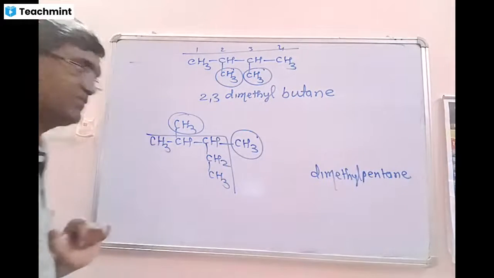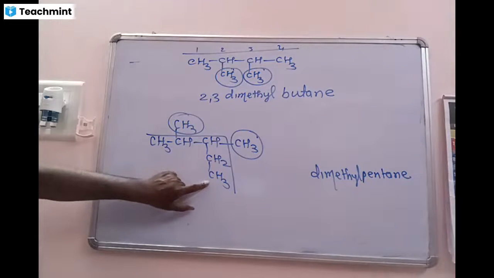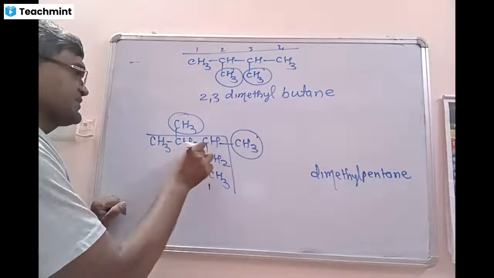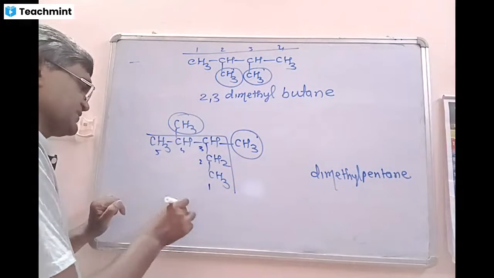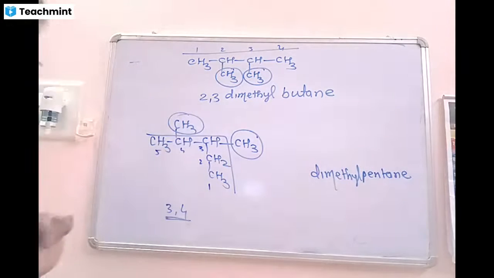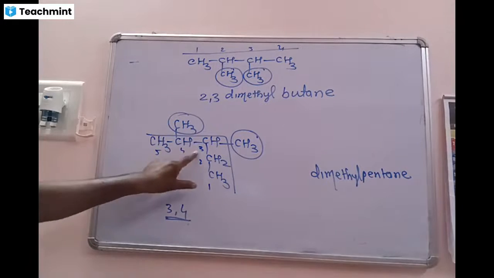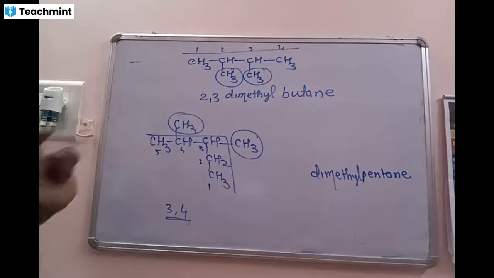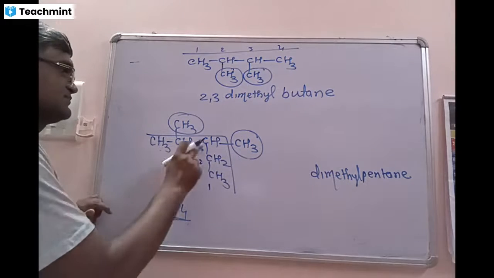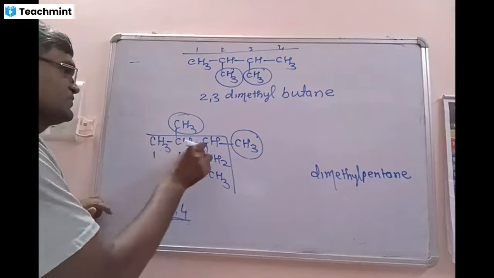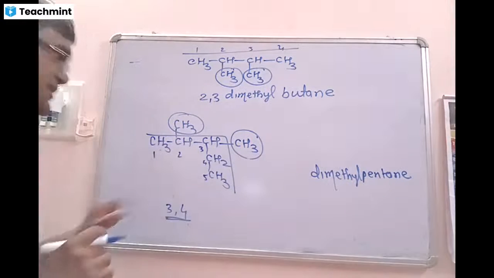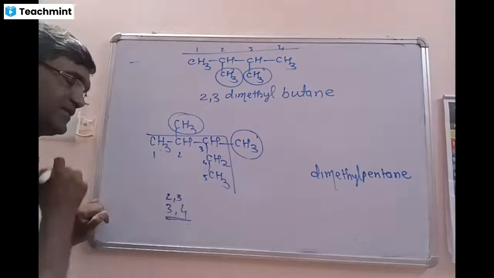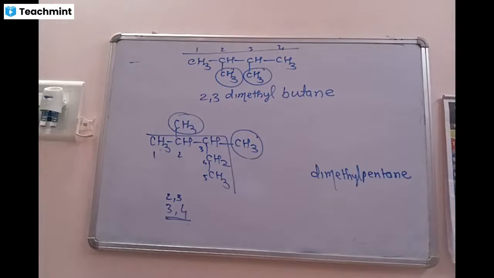And now there is a question of numbering. If I start with this, 1, 2, 3, 4, and 5, then you are getting carbon number 3 and 4, right? Carbon number 3 will have this group and 4 will have this group. Instead of this, if I go by this way, 1, 2, 3, 4, and 5, then this will be 2, 3, right? So which one is the least position? 2, 3.